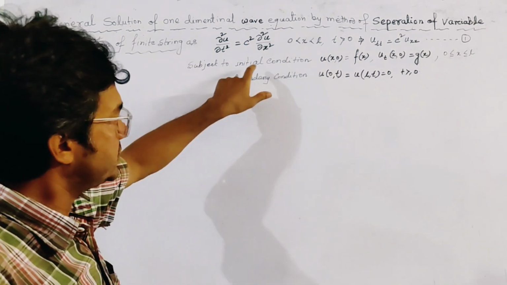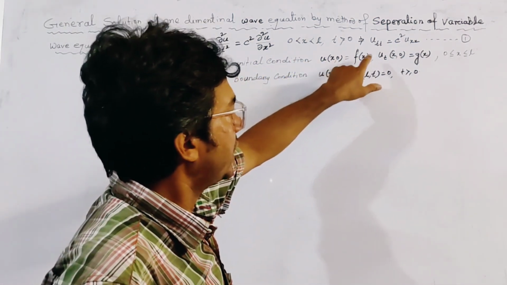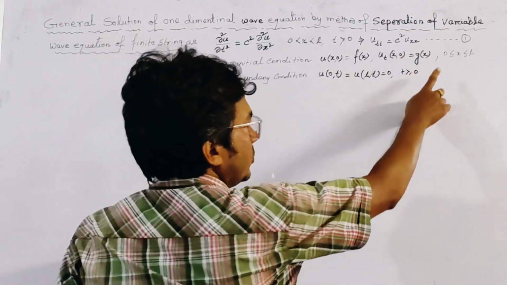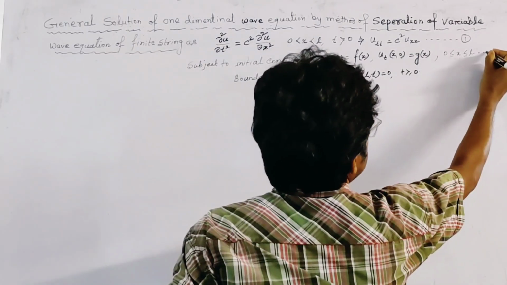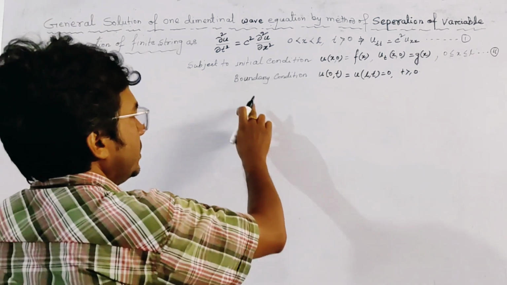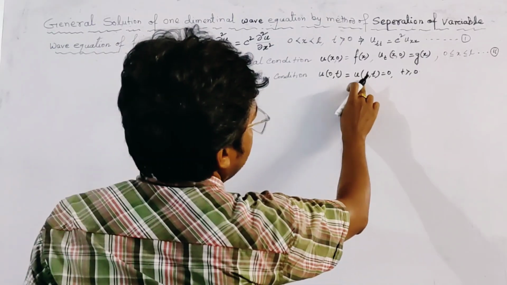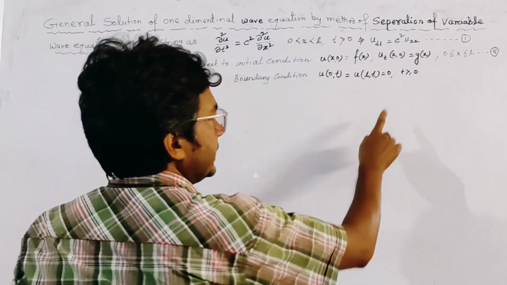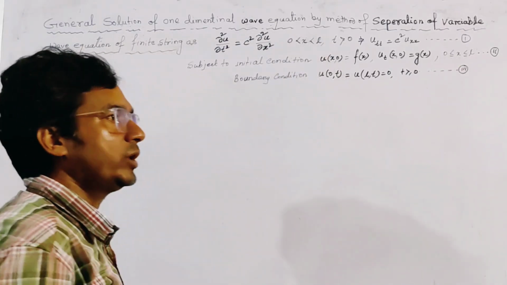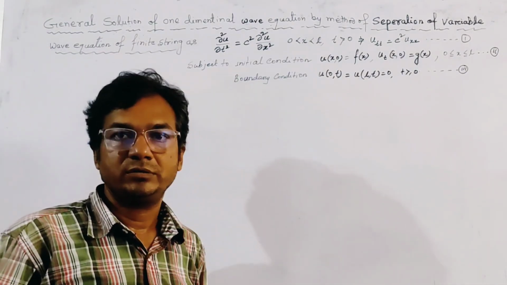It is subject to the initial conditions u(x,0) equal to f(x), and u_t(x,0) equal to g(x), for 0 ≤ x ≤ l. This is known as the initial condition, and this is 2. The boundary condition is given by u(0,t) equal to u(l,t) equal to 0 for t ≥ 0, and this is 3. Okay, and this is a very important topic of partial differential equations.